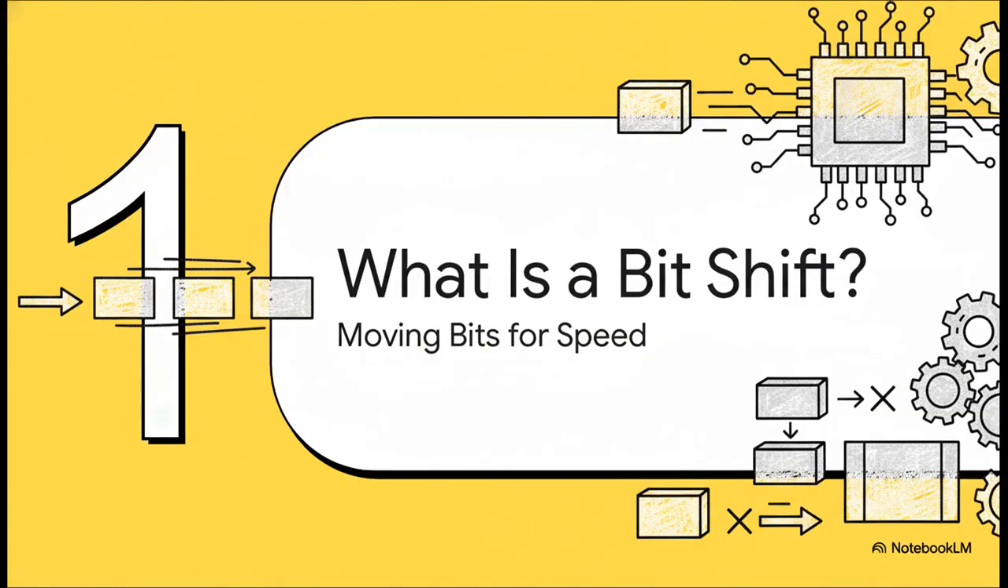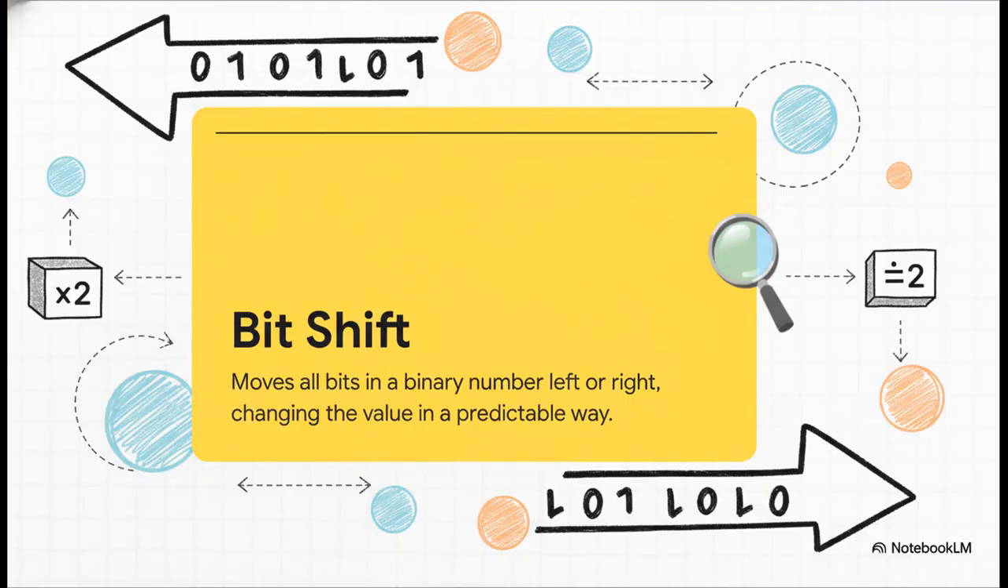It's one of the most fundamental things a processor can do, and really, it's all about getting a powerful result by just moving data around. So what exactly is a bit shift? Well, it's pretty much what it sounds like. We take all the ones and zeros that make up a number and we literally just slide them over either to the left or to the right.